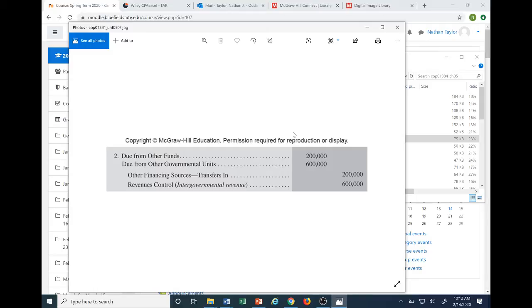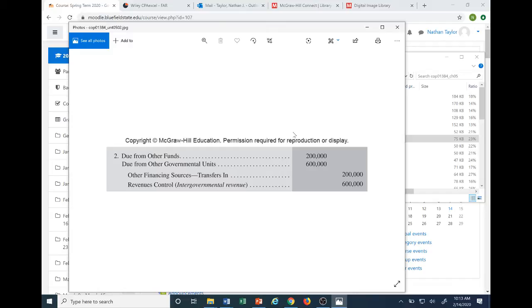So then the offsetting credits to these debits would be other financing sources, transfers in of 200,000, right? Because that's just a financing source for that capital projects fund. And it's a transfer in, other financing source, because remember, it's from our own government. Our money's not going up. Our resources are not increasing. But notice here the 600,000 credit, revenues control, intergovernmental revenue, we actually count that as revenue, right? Because it's an intergovernmental grant, so our resources are going up. So that's why this is revenue, and the other is another source, right?